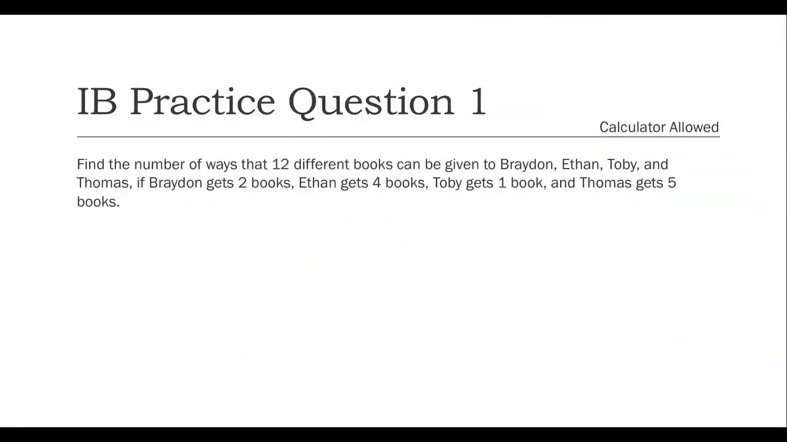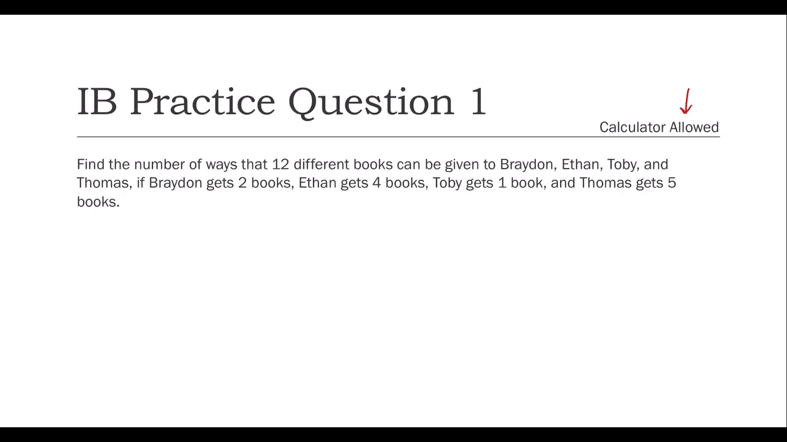So here we have our first IB practice question. And for this one, the calculator is allowed. So it says, find the number of ways that 12 different books can be given to Braden, Ethan, Toby, and Thomas if Braden gets 2 books, Ethan gets 4 books, Toby gets 1 book, and Thomas gets 5 books.